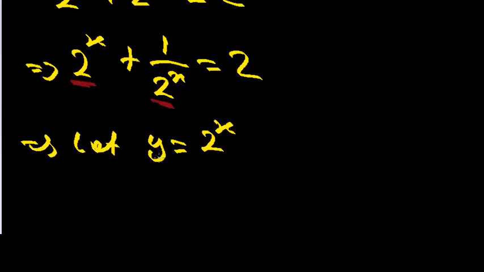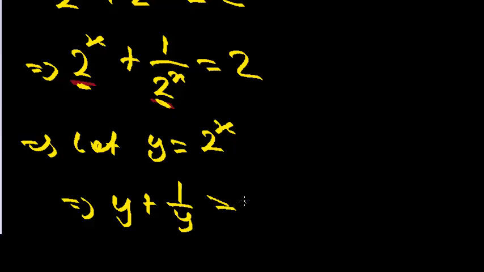I'm using y here, but you can use any variable. So if I replace 2 exponent x with y, I'm going to put y there, so that will be y plus 1 over y, then that is equal to 2.